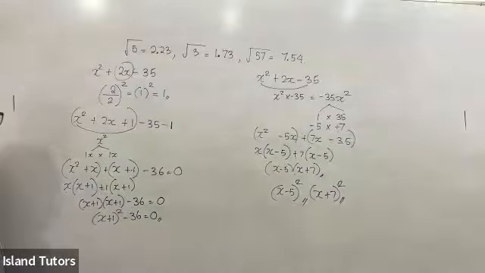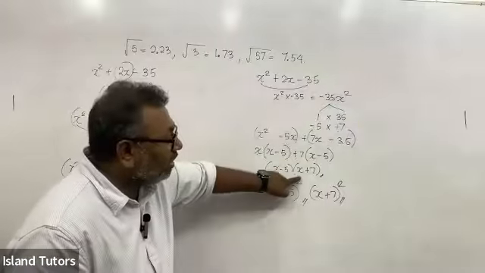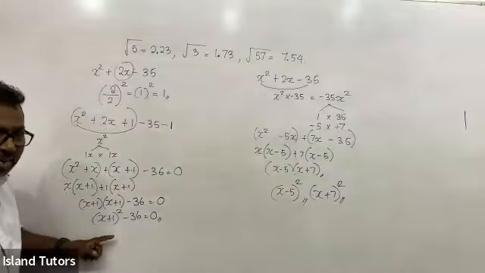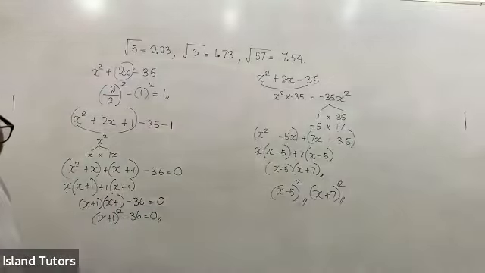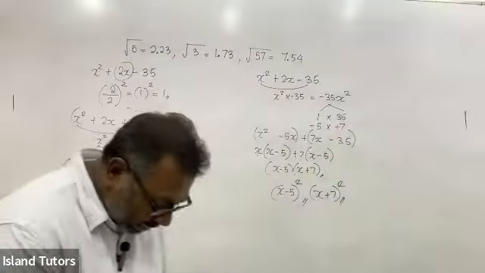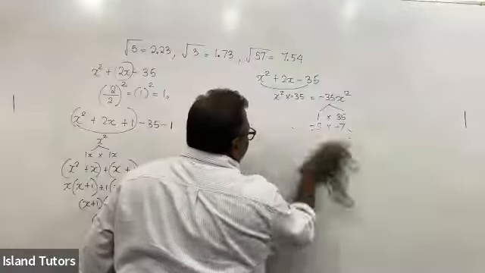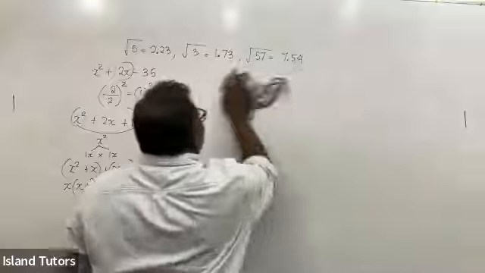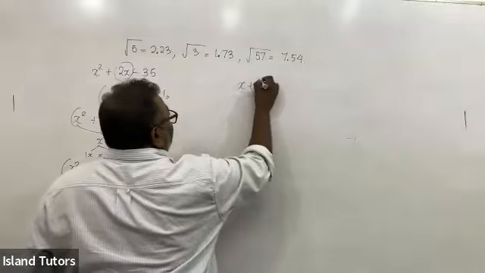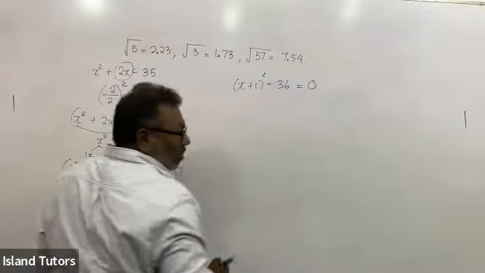This is what we need, a square term. When we did this here, we did not get a square term. So that is the reason why we are doing the completing the square method. Okay, so x plus 1 squared minus 36. Now we will find out how to solve. So x plus 1 squared minus 36 is equal to 0.